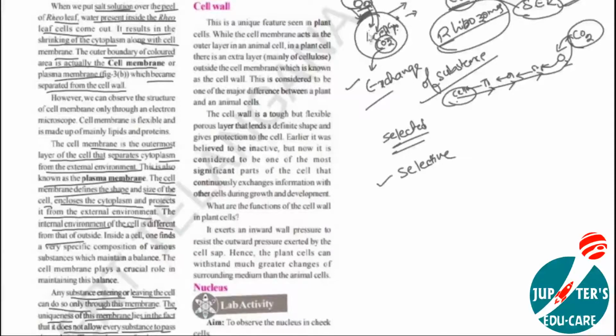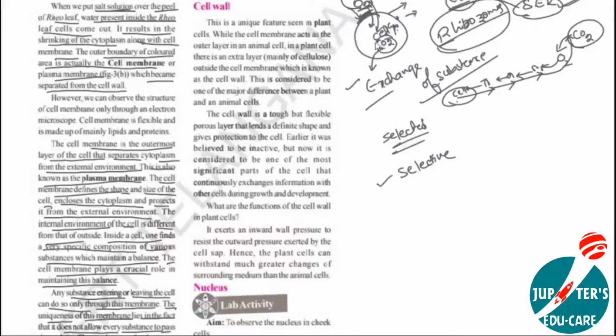Because cytoplasm is present here and many organelles are present, it is completely different from outside. That's why it is protected and separated by the cell membrane. Inside the cell we find a very specific composition of various substances which maintain a balance. The cell membrane plays a crucial role in maintaining this balance.